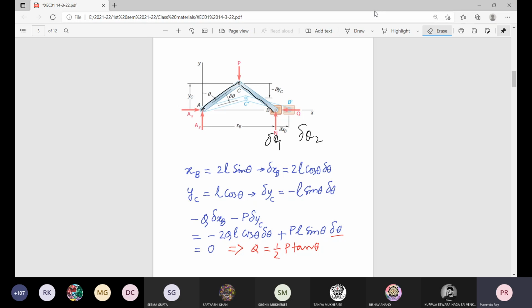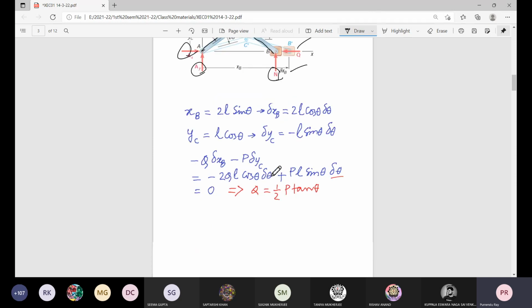But one thing for solving this problem of statics, in this equation, we are directly excluding the forces which are not doing any work. This one, and this one corresponding to this displacement. This is doing some work, and this is doing some work. And for this horizontal displacement at B, there is some vertical displacement at C. So that compatibility we must understand.